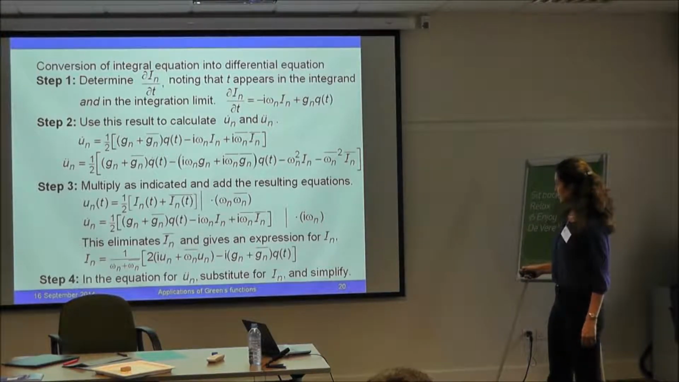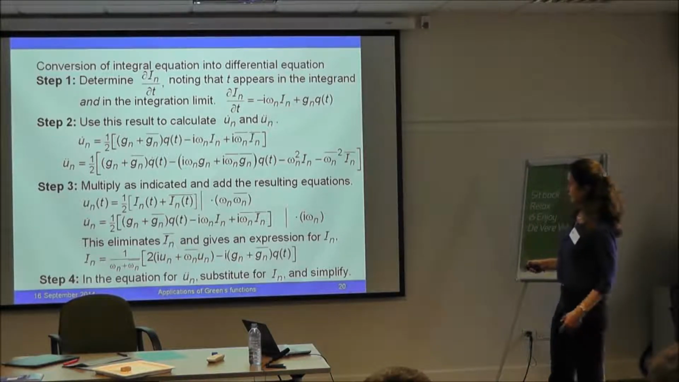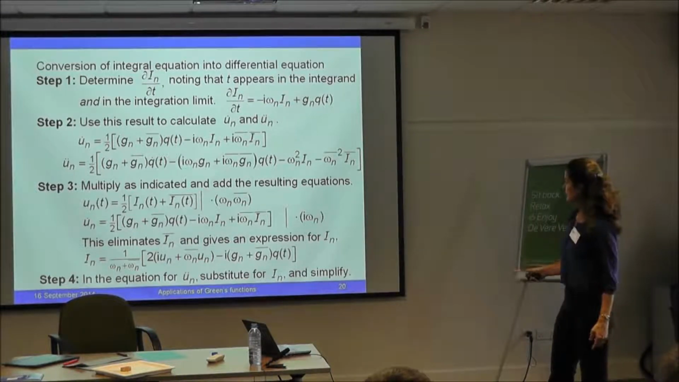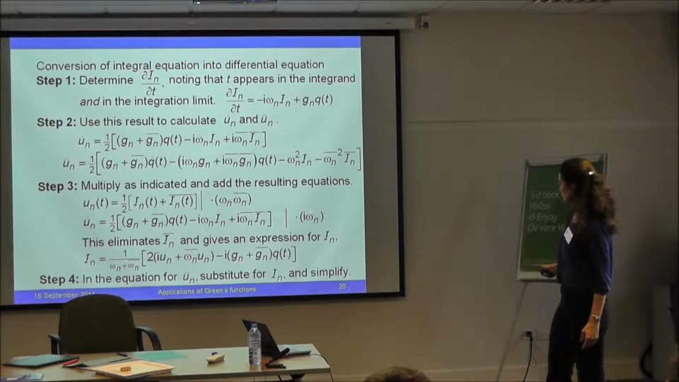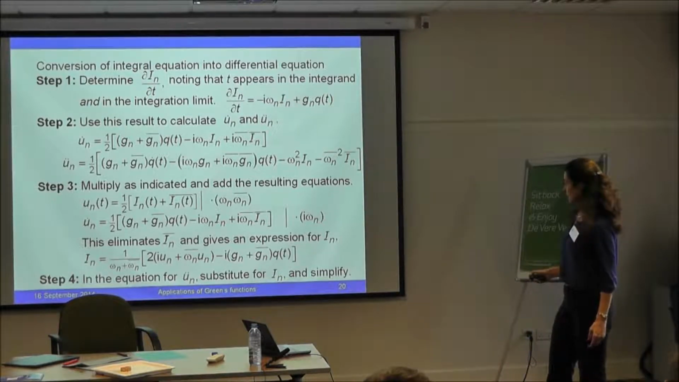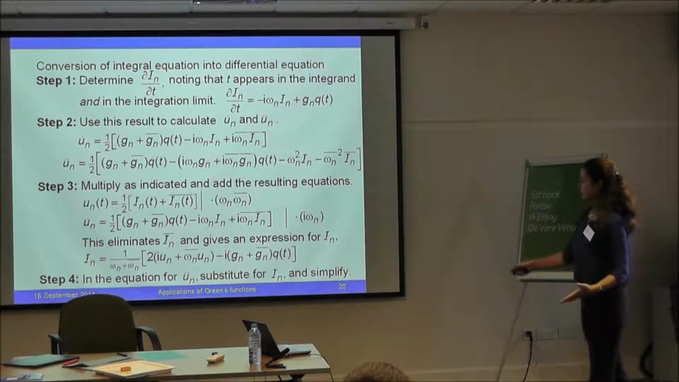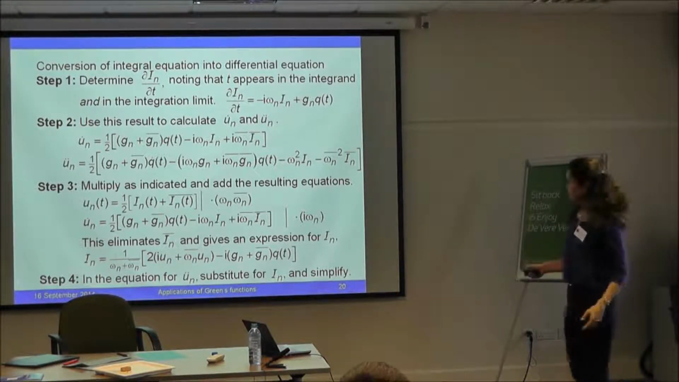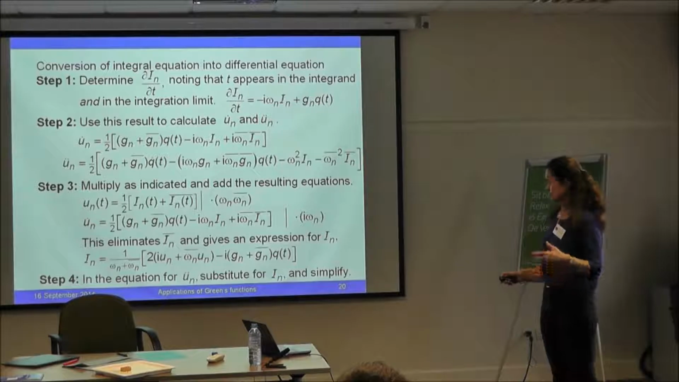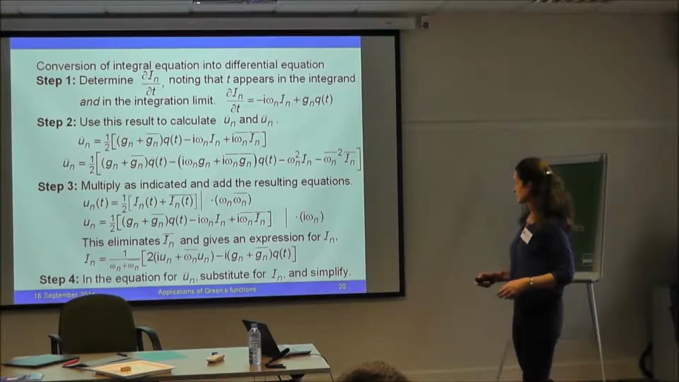And then you multiply, as I've indicated here. So the equation for un, you multiply by omega times its complex conjugate. The equation for un dot, you multiply by i omega. And this eliminates the complex conjugate of in and gives an expression just for the in. And then you can take the complex conjugate of that, so you have both in's, the original one and the complex conjugate.